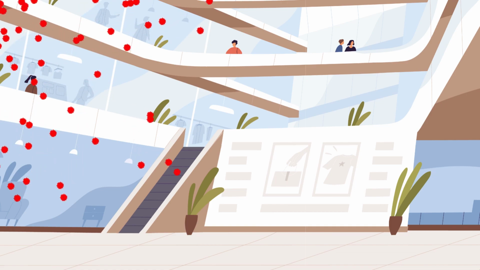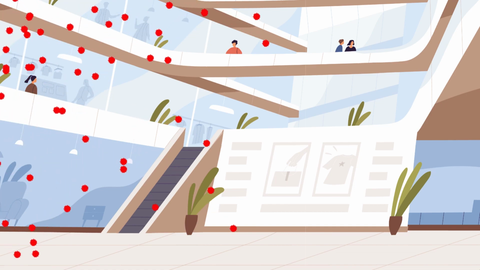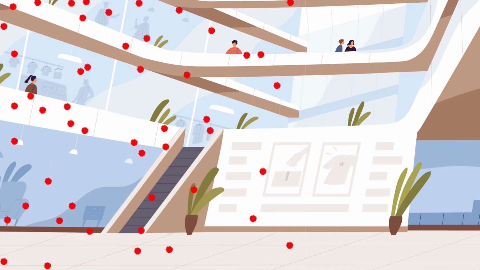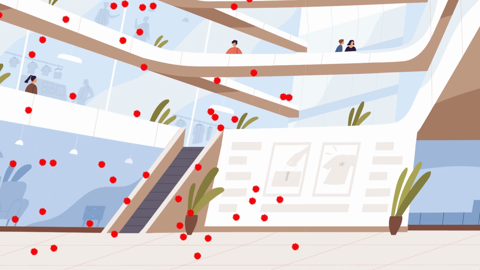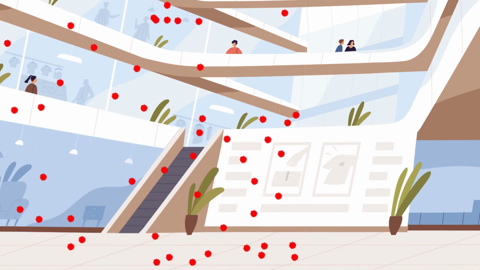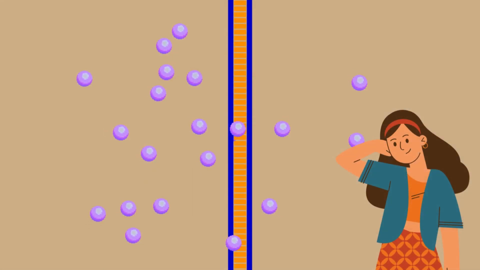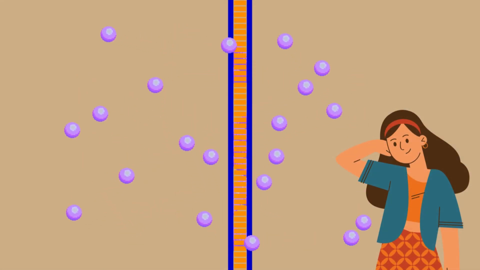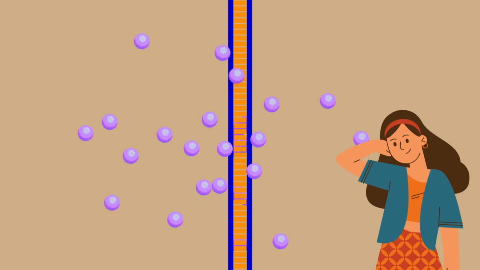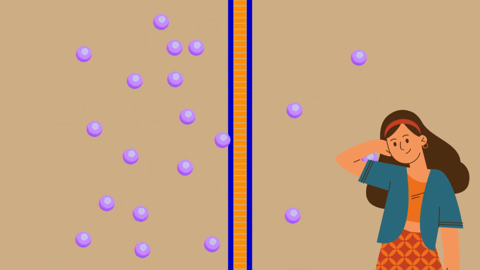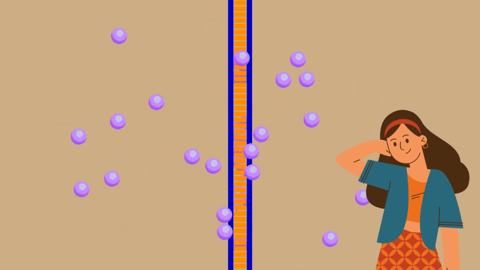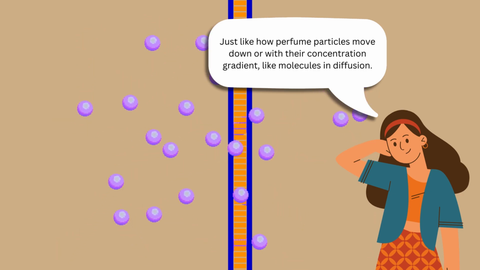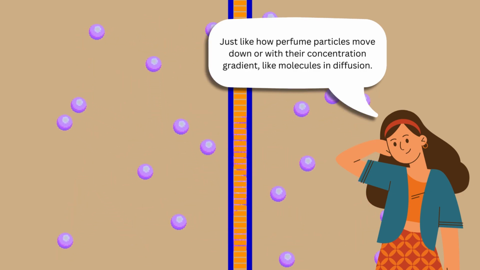Sarah explained, "At first, the smell is strong near the counter, but as time passes, it spreads out and becomes weaker. That's because the scent molecules are moving from where there's a lot of them, or high concentration, to where there's less, or low concentration, until it's evenly spread." Lena added, "Just like how perfume particles move down, or with, their concentration gradient, like molecules in diffusion."